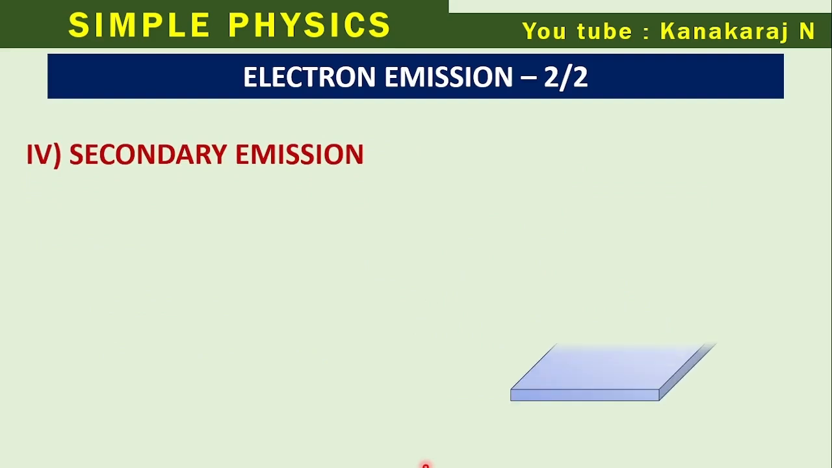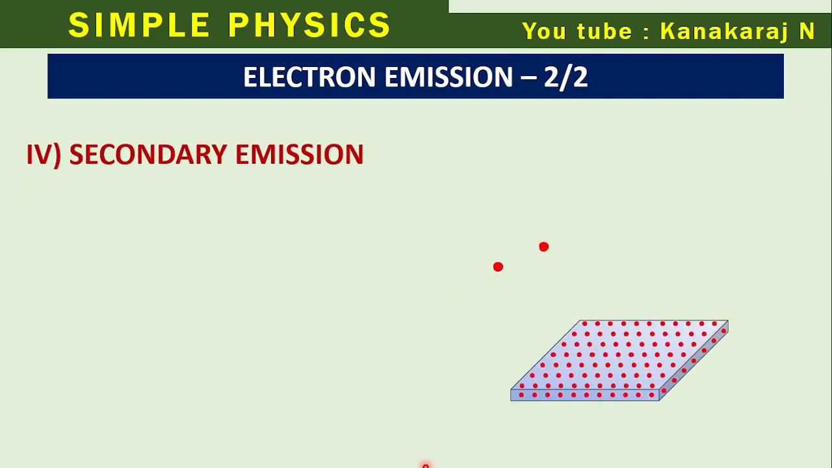Secondary emission. This fast moving electron, called primary electron, hits the metal surface and releases a large number of secondary electrons.